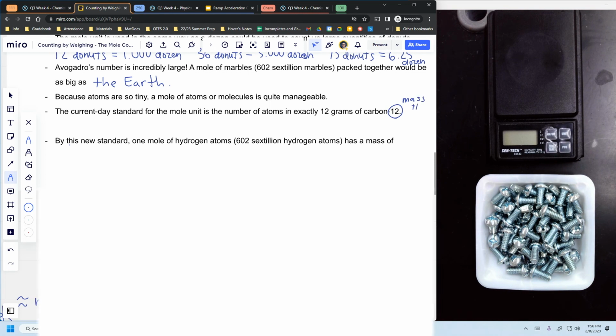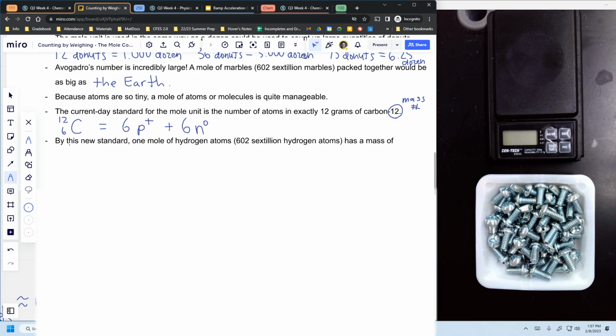Remember, isotopes are named by their mass number. This is the symbol that we might use for carbon-12. Carbon's atomic number is 6. Every atom of carbon has 6 protons. Carbon-12 then would also have 6 neutrons to get to a mass number of 12.